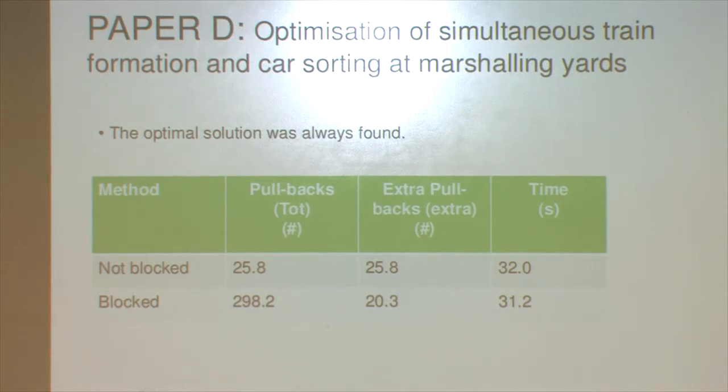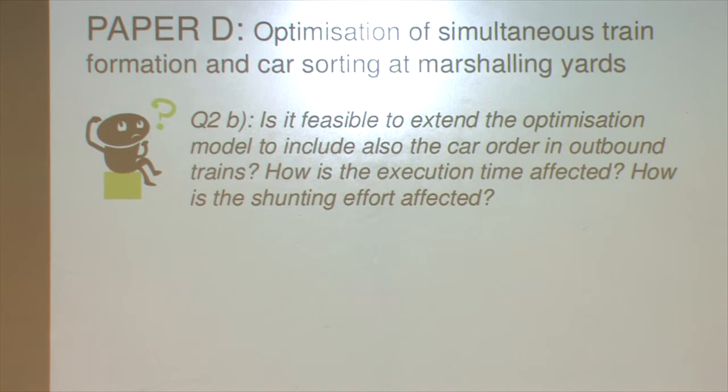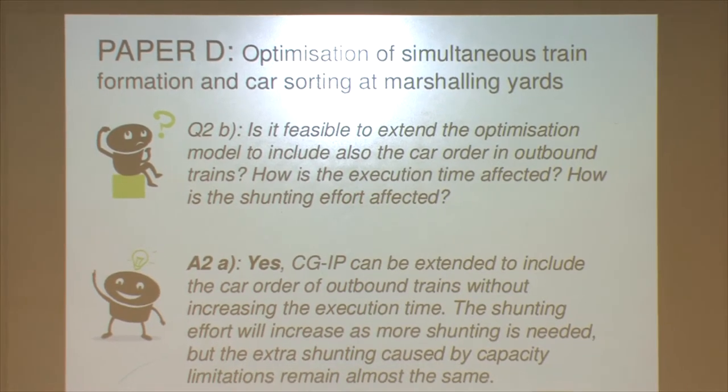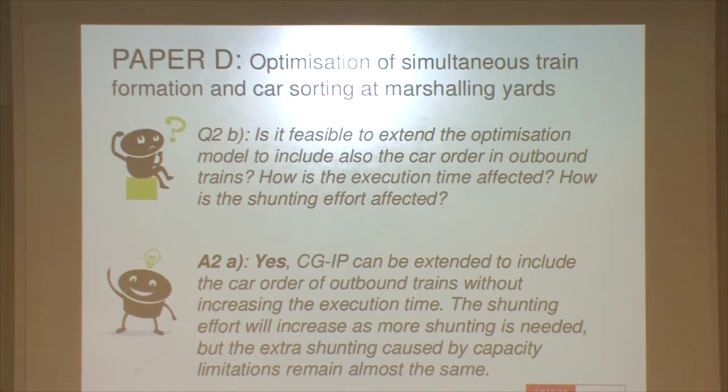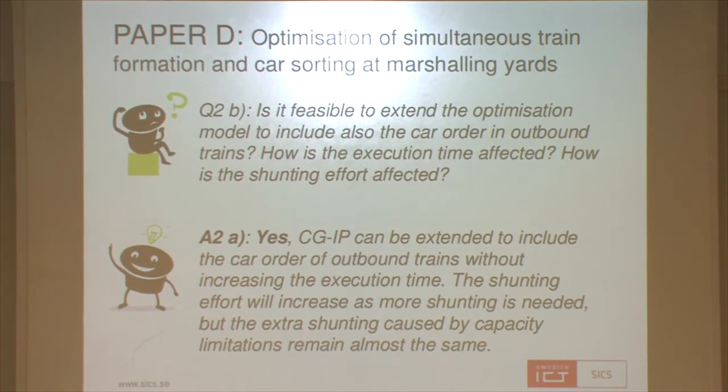But the number of extra pullbacks that are required by the capacity constraints, that is if we take away all the sorting that we have to do to get the cars in the right order, that isn't too much, actually. That hasn't increased. So when it comes to this question, whether we can extend the optimization model to also include the car order in outbound trains, we would say that yes, we can do that. We can extend the column generation model, and the execution times aren't affected that much. But obviously we are going to need to do more shunting, but not because of capacity constraints, but because we need to sort the cars.